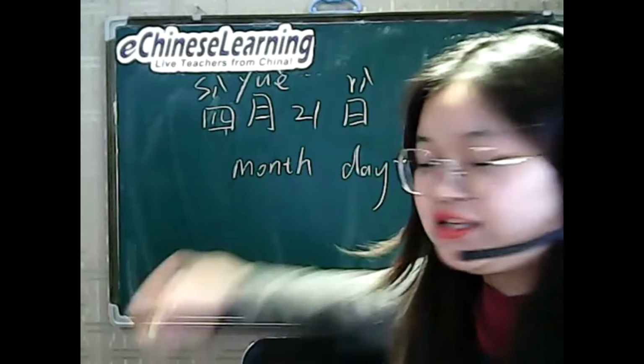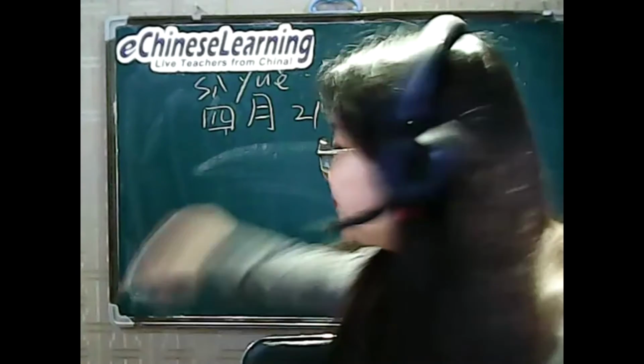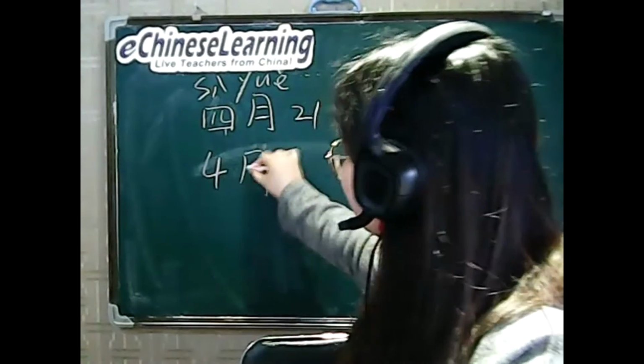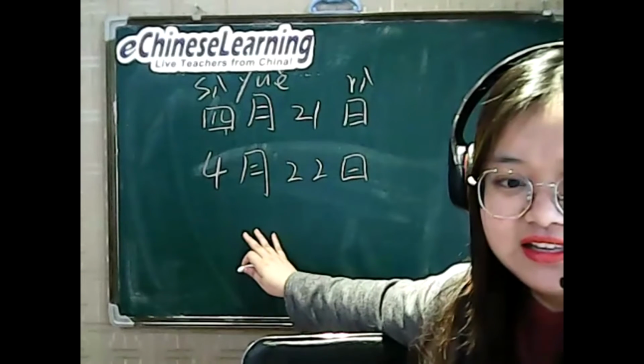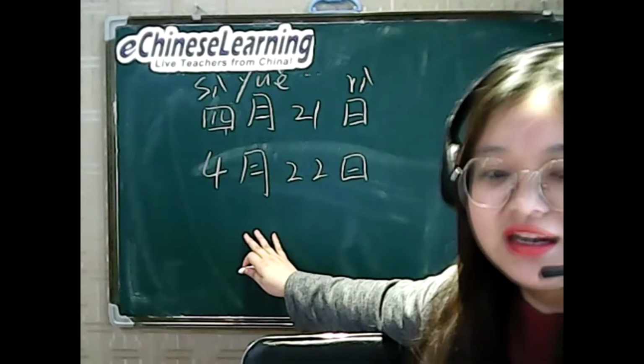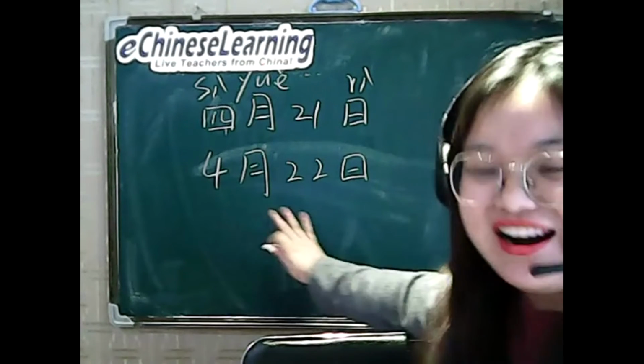Great. But in my place, today is this one. What's the date? Great. 4月22日.